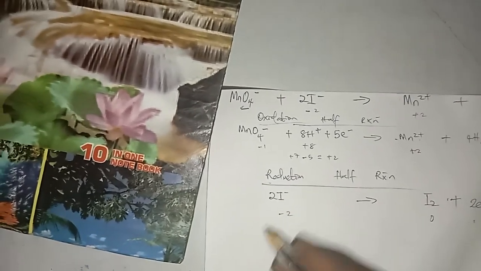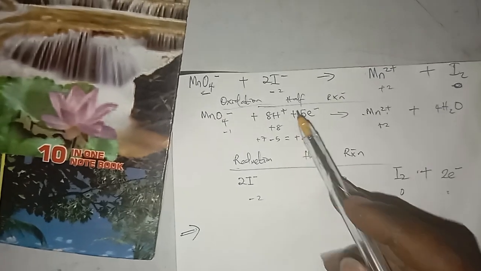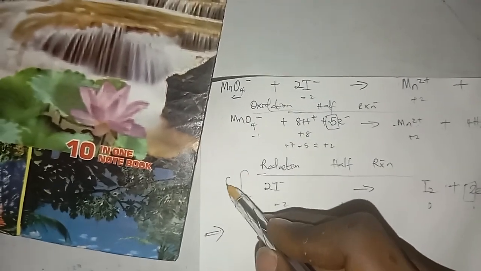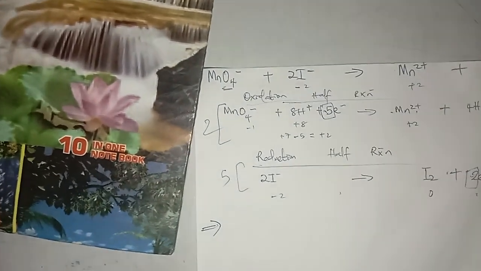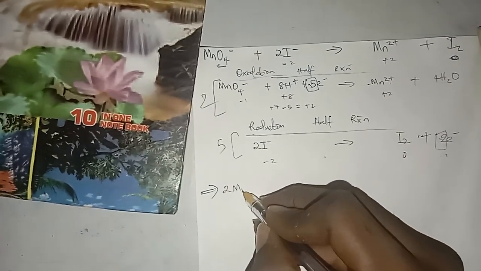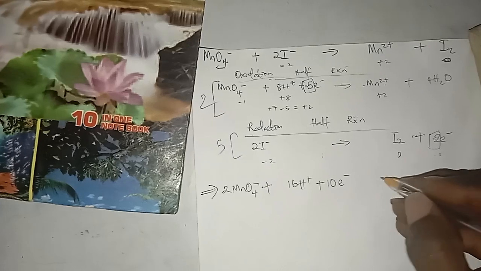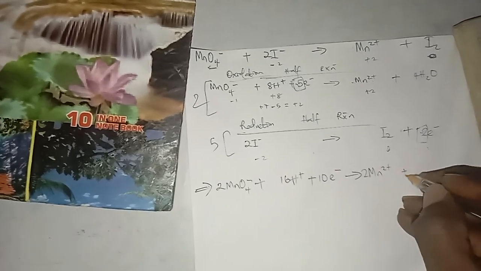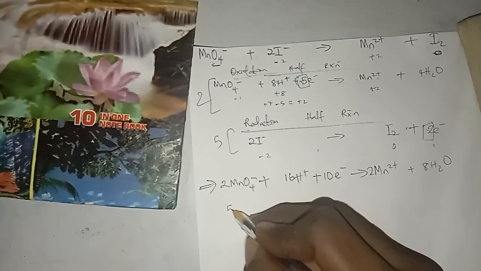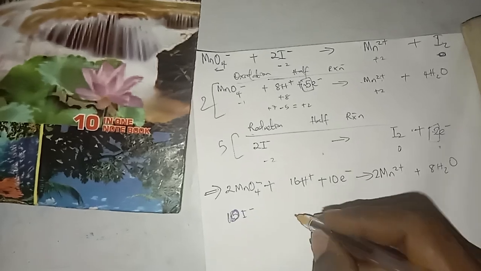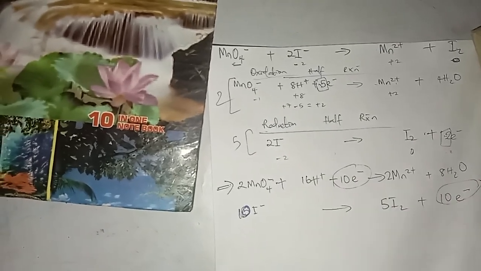So it's balanced. The next rule is to balance the electrons on this and this to be equal. Notice that the coefficient of electron here is 2 and the coefficient of electron here is 5. Use this 5 to multiply this, and use this 2 to multiply this. So 2 times this gives 2MnO4 minus plus 16H plus plus 10 electrons going to 2Mn2 plus plus 8H2O. Then 5 times 2 is 10, so 5 iodine plus 10 electrons. You see that that's the goal, to make the electrons equal. So this can cancel this, since they are on different sides.